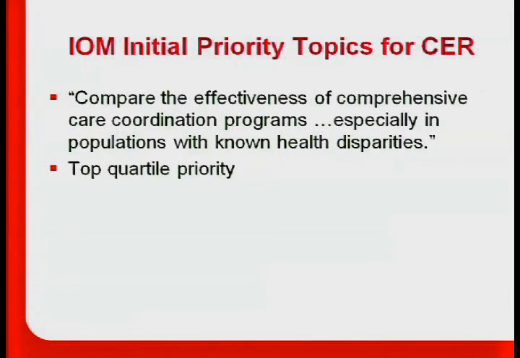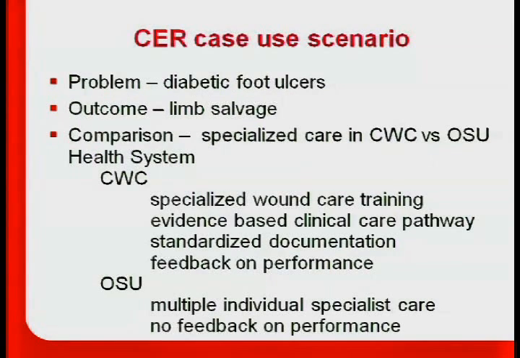So what does limb salvage mean? It means preventing amputations. So I mentioned previously that 80% of diabetic amputations are preceded by a foot ulcer. We want to see whether we can prevent amputations, if it's more effective to prevent amputations in specialized care centers versus the medical center in general.